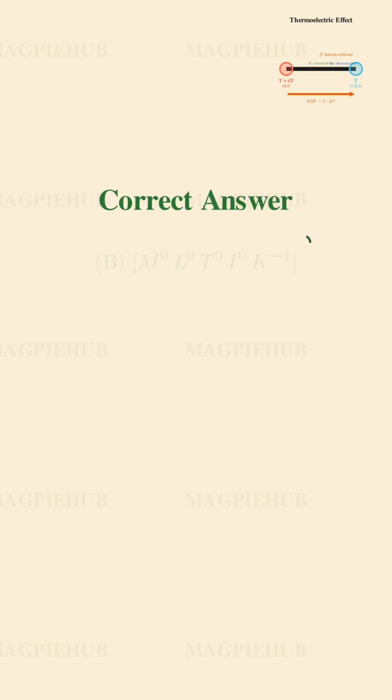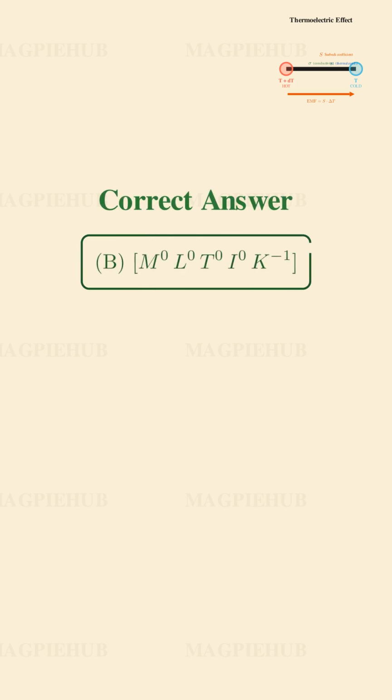The dimensional formula of Z is M0, L0, T0, I0, K to the minus 1. This means Z depends only on the inverse of temperature. All other fundamental dimensions cancel out completely. Here are some important tips for JEE Advanced.